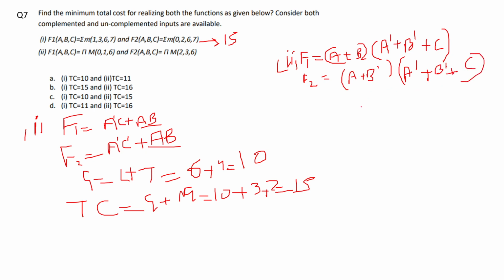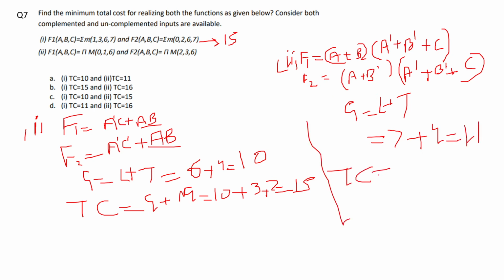So the number of literals here, G is equal to L plus T. The number of literals here is 1 2 3 4 5 6 7, again 7, and terms is 4, so it's 11, and the total cost will be equal to G plus the number of gates.